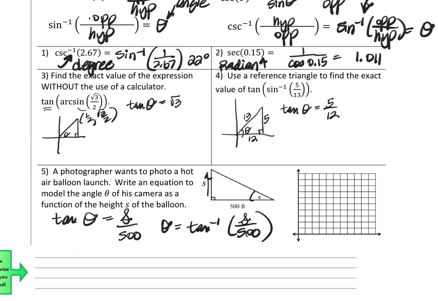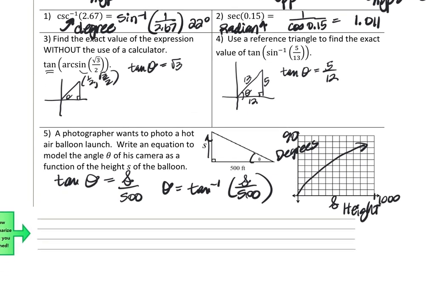And then, of course, they're asking us to graph it. And if you graph it, it kind of looks like this, where this is degrees on this side. This is 90 up here. This is going to be s, which is your height, down here. And I've got like 1,000 labeled right here. But you don't really have to worry about graphing it. I'm not going to ask you to do that on the test because we're down to 1 day. You don't have to do any graphing on this part.